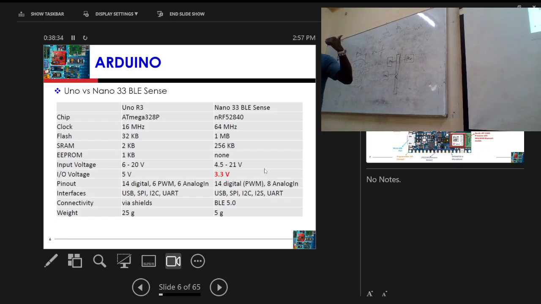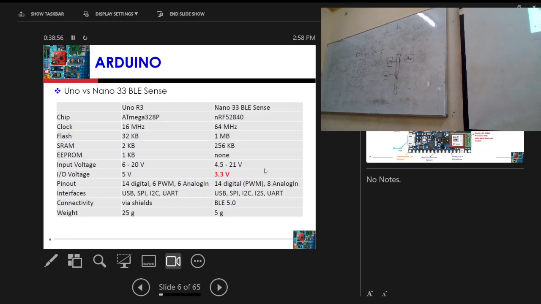Then we have the flash. The Arduino Uno has 32 kilobytes of flash, while the Arduino Nano has 1 megabyte of flash. The program you write is stored in the flash. So if you write a very, very complex program that goes above 1 megabyte, none of these boards are actually for you.